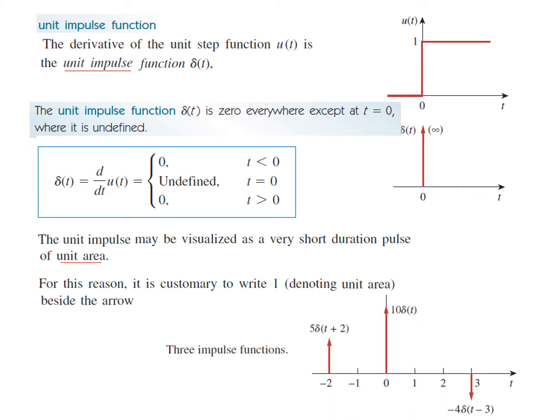And this is just to give you an idea of how impulse functions can be viewed. At 0, let's say the amplitude is 10, so we write 10 delta t. If the amplitude is minus 4 at point 3, then we write minus 4 delta t minus 3, shifted by 3. And if the amplitude is 5 at t equal to minus 2, then we write 5 delta t plus 2.